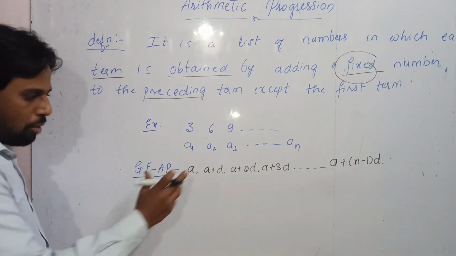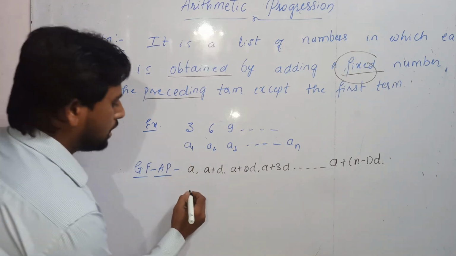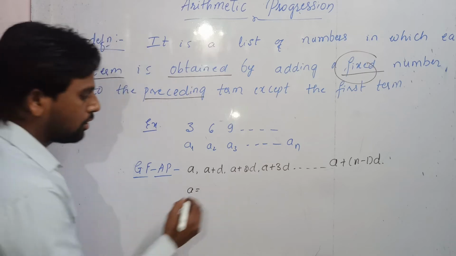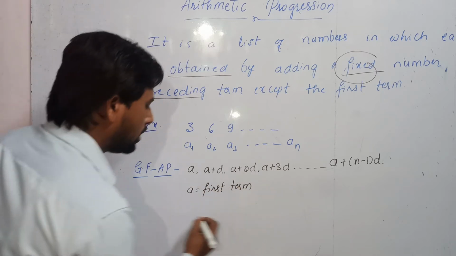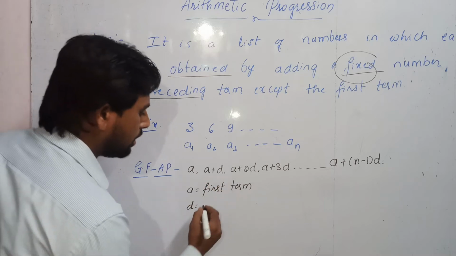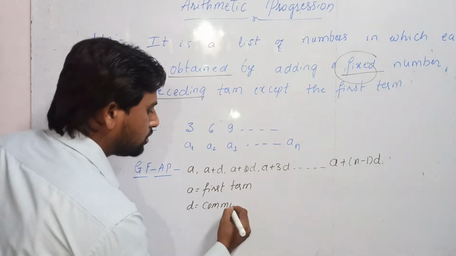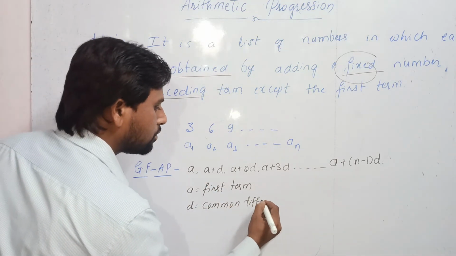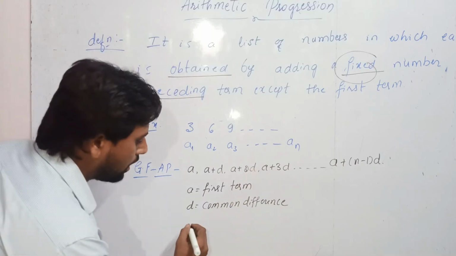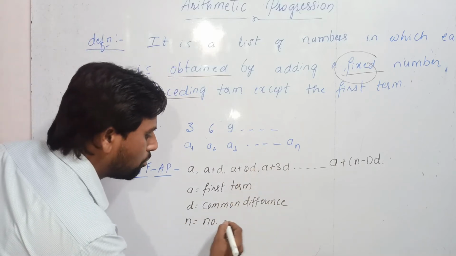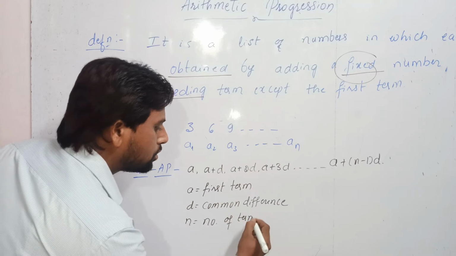Here, in the terms as given, a is the first term, d is the common difference, and n is the number of terms.